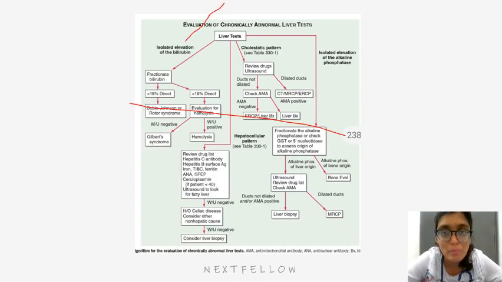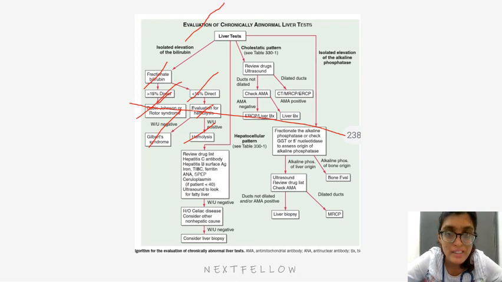Evaluation of chronically abnormal liver test. If there is isolated elevation of bilirubin, then fractionate the bilirubin, to see if it is more than 15% direct or less than 15% direct. If it is more than 15% direct, it is Dubin-Johnson or Rotor syndrome. If it is less than 15% direct, or more of indirect bilirubin, we'll evaluate for hemolysis. If the hemolysis workup is negative, then it is Gilbert syndrome. If the workup is positive, then it is hemolytic anemia or any kind of hemolysis.